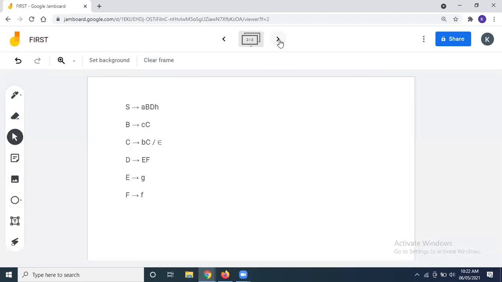So here we have an example. Now you have to find first of all these non-terminals. We'll start by finding first of S. Now tell me, on the right hand side, what do we have, a terminal symbol or a non-terminal symbol? Terminal symbol. So first of S includes a, which is a terminal symbol.